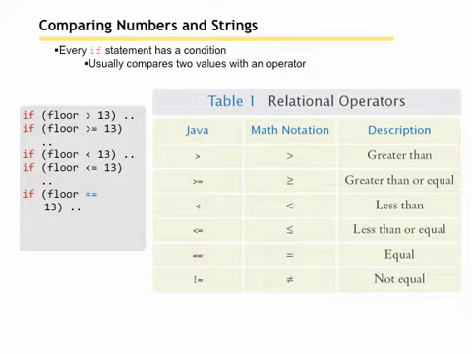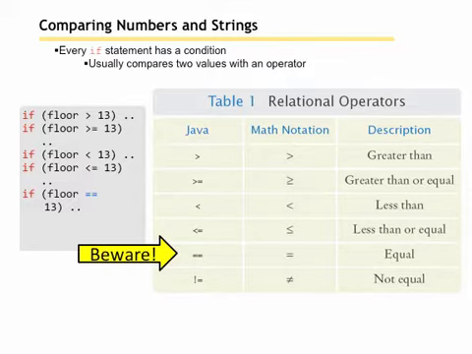So comparing numbers, there are 6 relational operators in Java: greater than, less than, greater than or equal to, less than or equal to, equal to, and not equal to. You'll notice this table shows their equivalent in math notation with which you might be more familiar. I encourage you to memorize these Java operators. There's no easier, softer way. Just memorize what they are so that you'll know them when you need to use them.